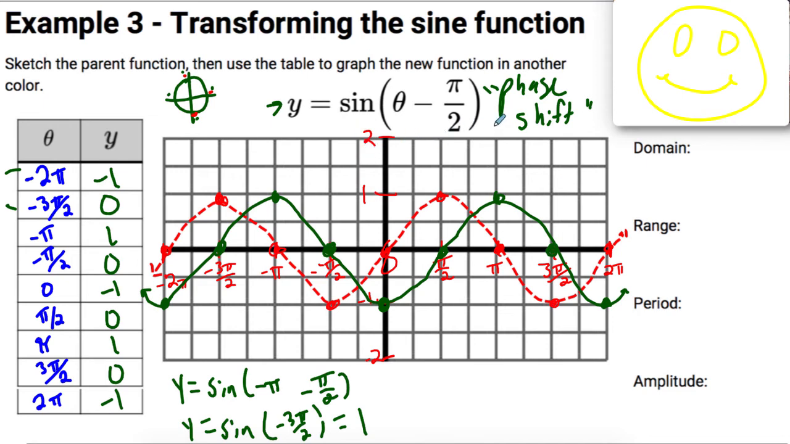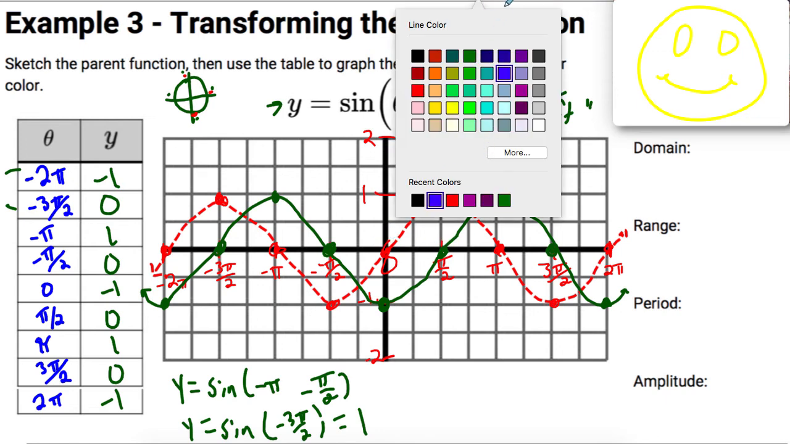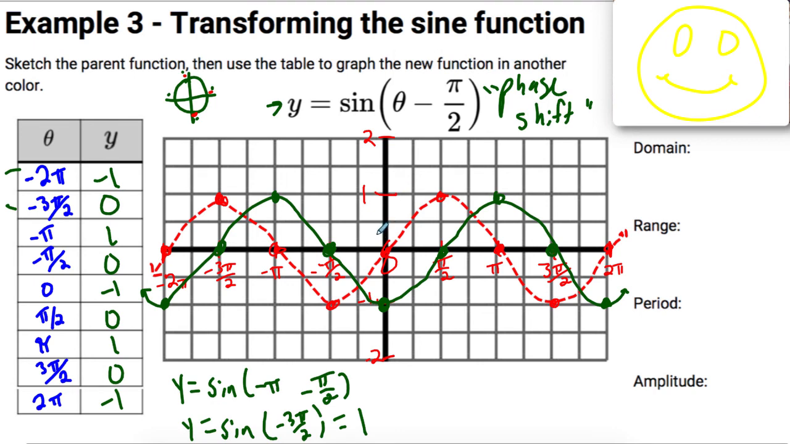And you can tell that I'm doing that because you can think of the starting point, starting from 0, is now moved over to pi over 2. And the reason that happens is because of this negative pi over 2 inside with my theta. So you can see I shifted to the right pi over 2, and because I'm subtracting pi over 2 inside of my sine function, that causes a right phase shift by a number of pi over 2.